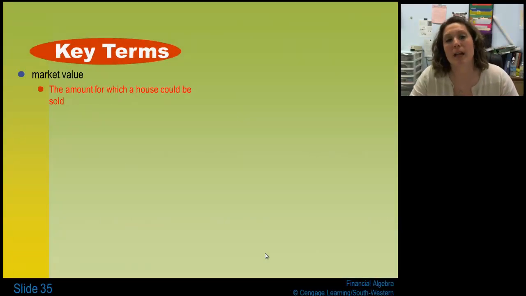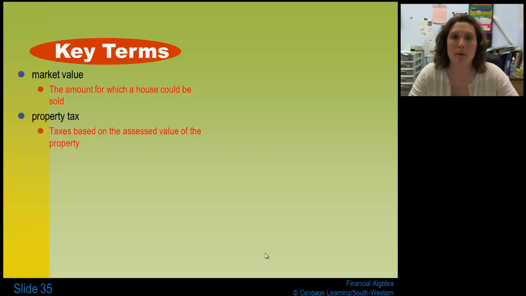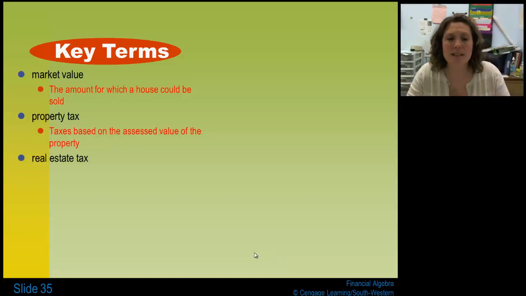This is the amount for which a house could be sold. Not necessarily what it's going to be sold for, but it's what they could sell it for. Property tax. These are taxes based on the assessed value of the property. So they come in and they look at how big the house is, how much property you have, all the extra features that are in the house, and that's how they determine how much property tax you're going to pay. Real estate tax. This is also the same thing as property tax.